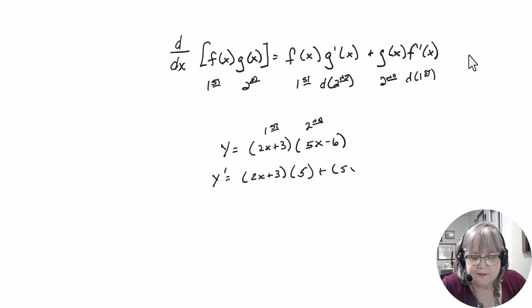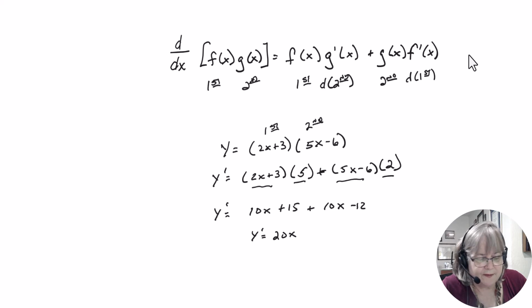Plus the second as is times the derivative of the first. The derivative of 2x is 2. The derivative of 3 is 0. So it's the first factor times the derivative of the second plus the second factor times the derivative of the first. And then you clean this up. So 5 times 2x is 10x, 5 times 3 is 15, 5x times 2 is 10x, minus 6 times 2 is minus 12. So y prime is 20x plus 3.